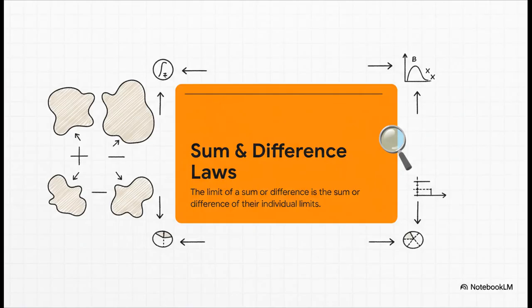So first up, we've got the sum and difference laws. And the best part about these, they are just so simple. If you're trying to find the limit of two things being added or subtracted, you can just find their limits one at a time and then add or subtract the results. It works exactly the way you'd want it to work. It just makes sense.